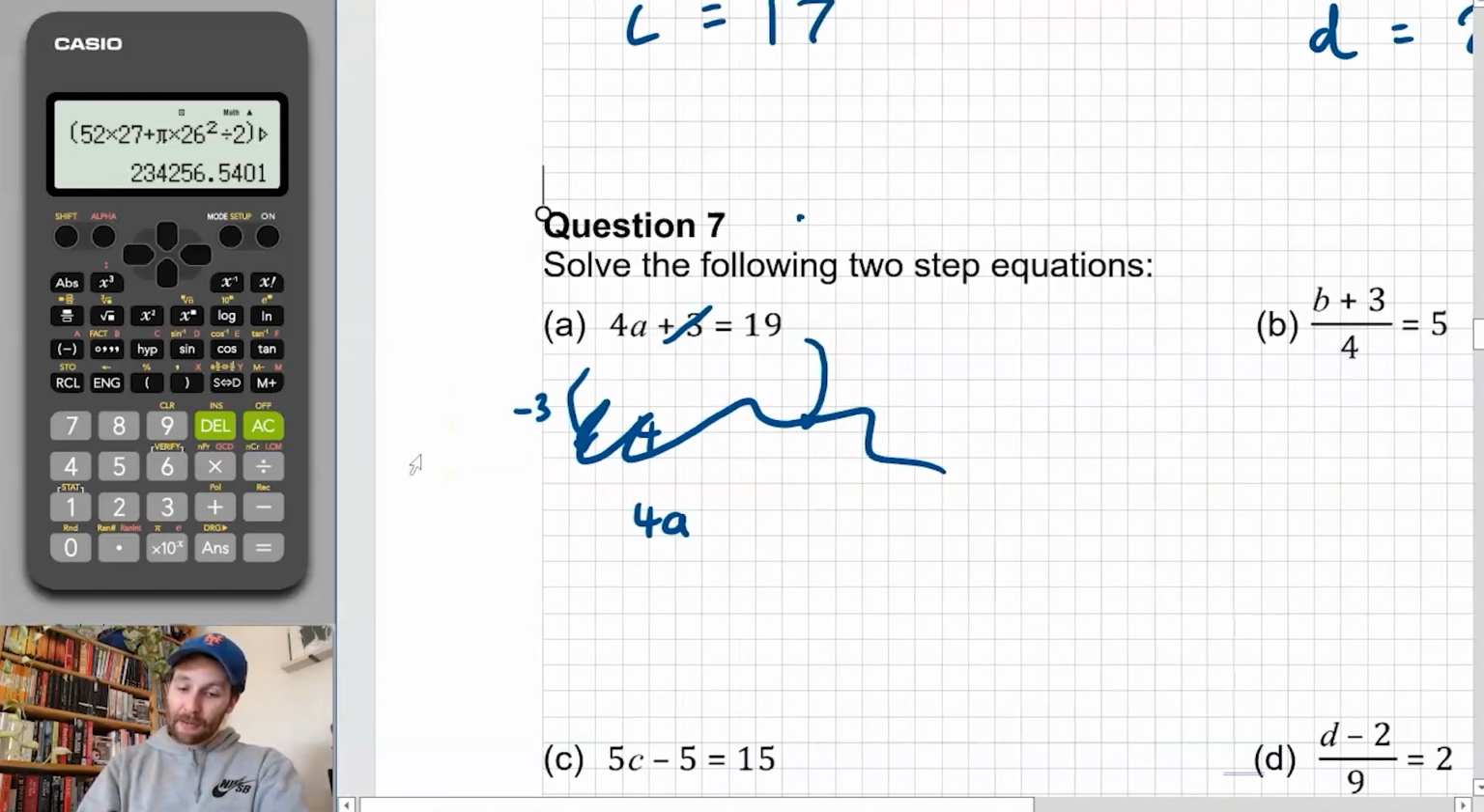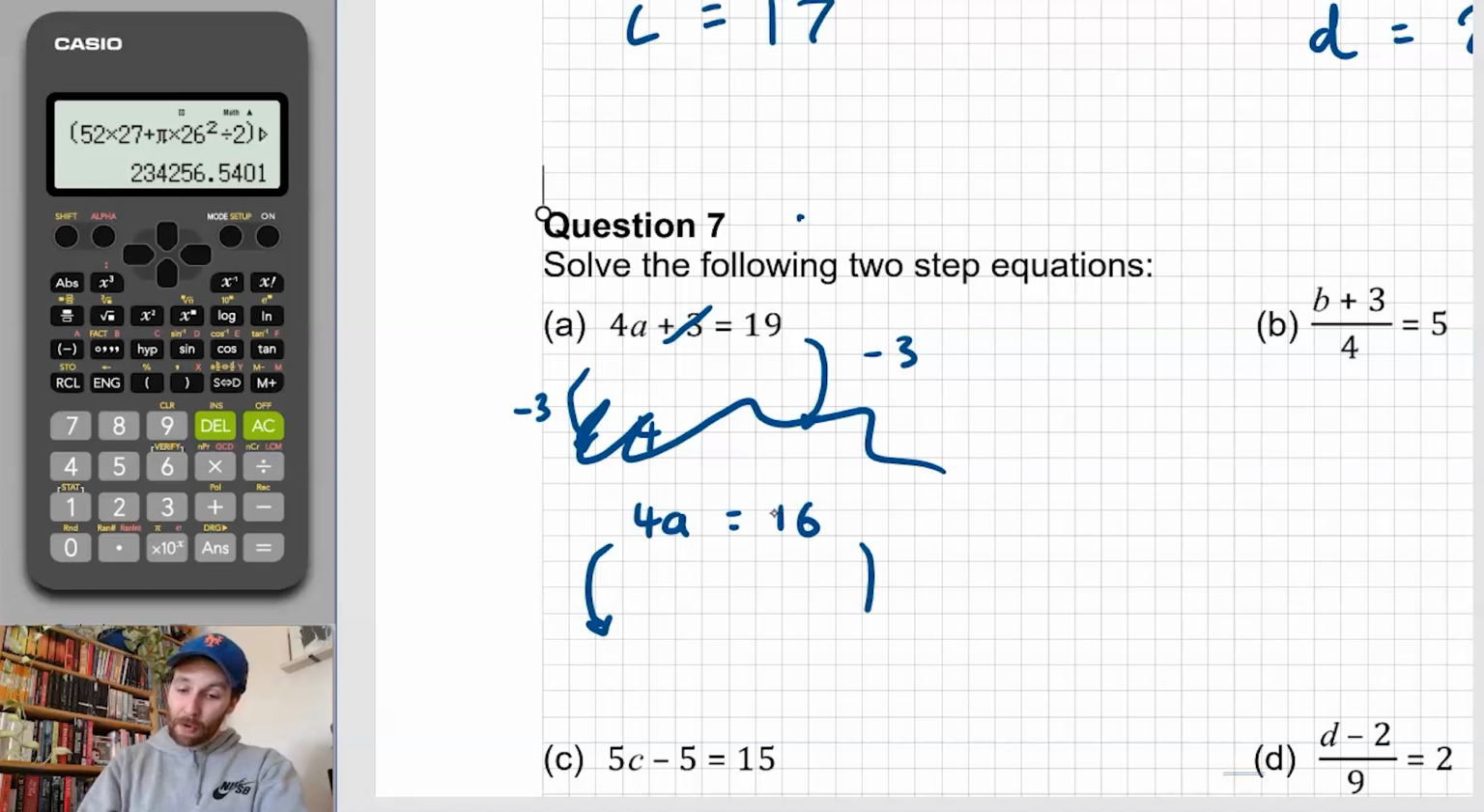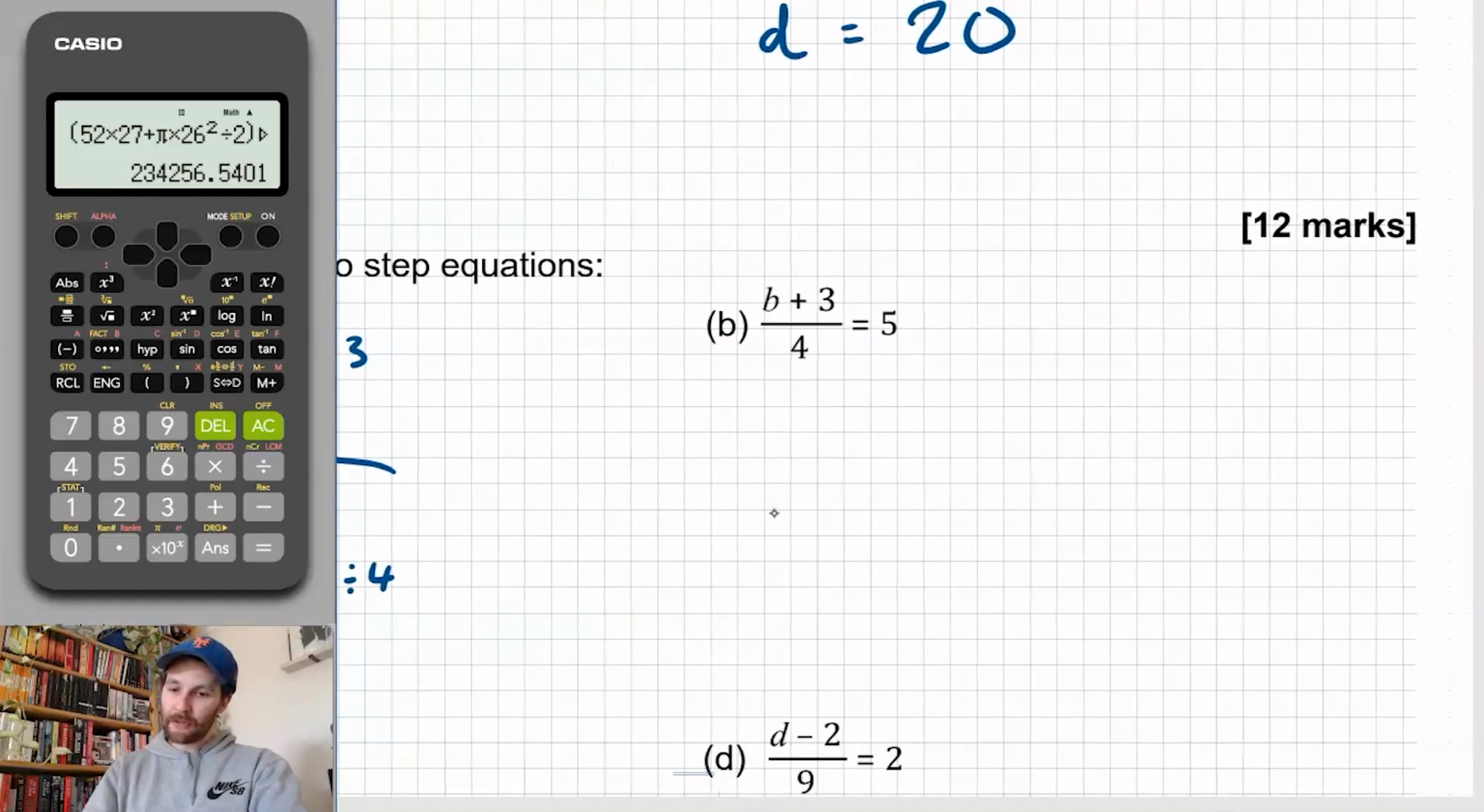On the left-hand side, I've got 4A. Then on the right-hand side, I'll also have to take my 3 away from the 19 to give me 16. And then if something times 4 is equal to 16, if I divide by 4, I'll be left with whatever the something is, which we've already figured out from our previous example to be 4. So yeah, that's one way that you could visualize it.